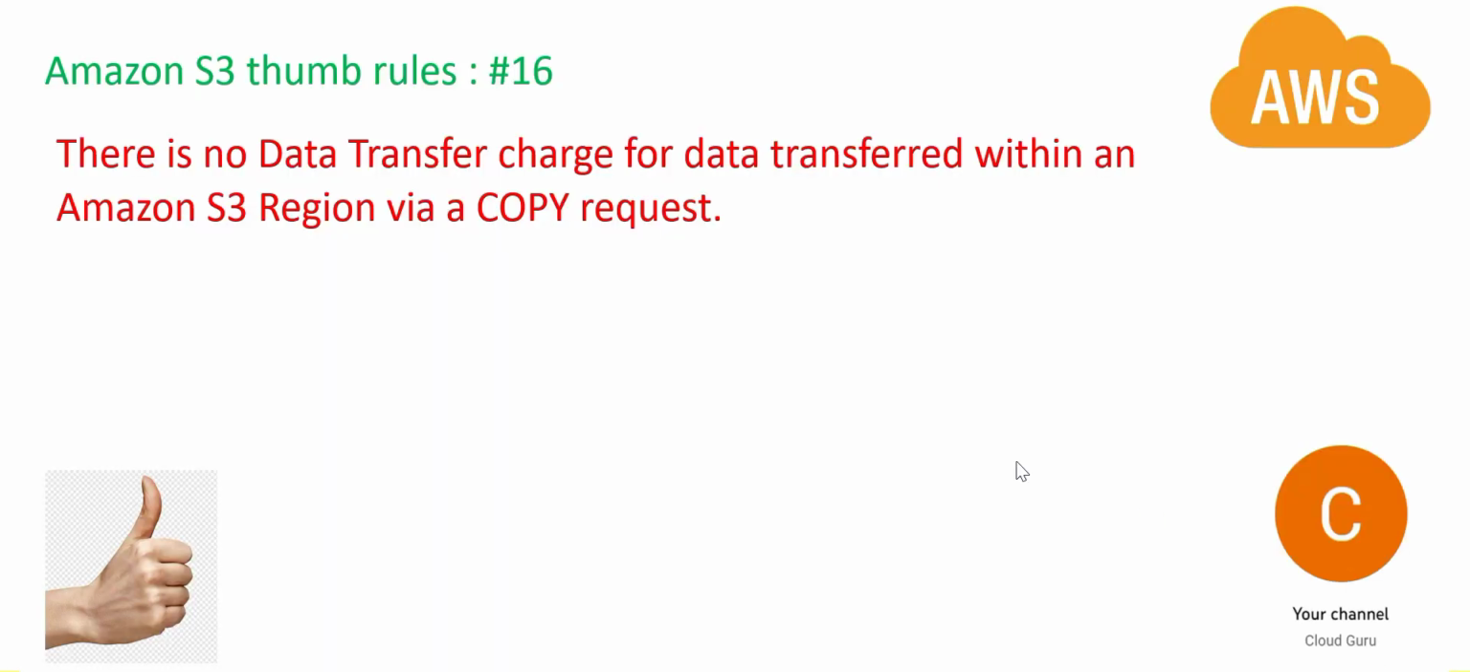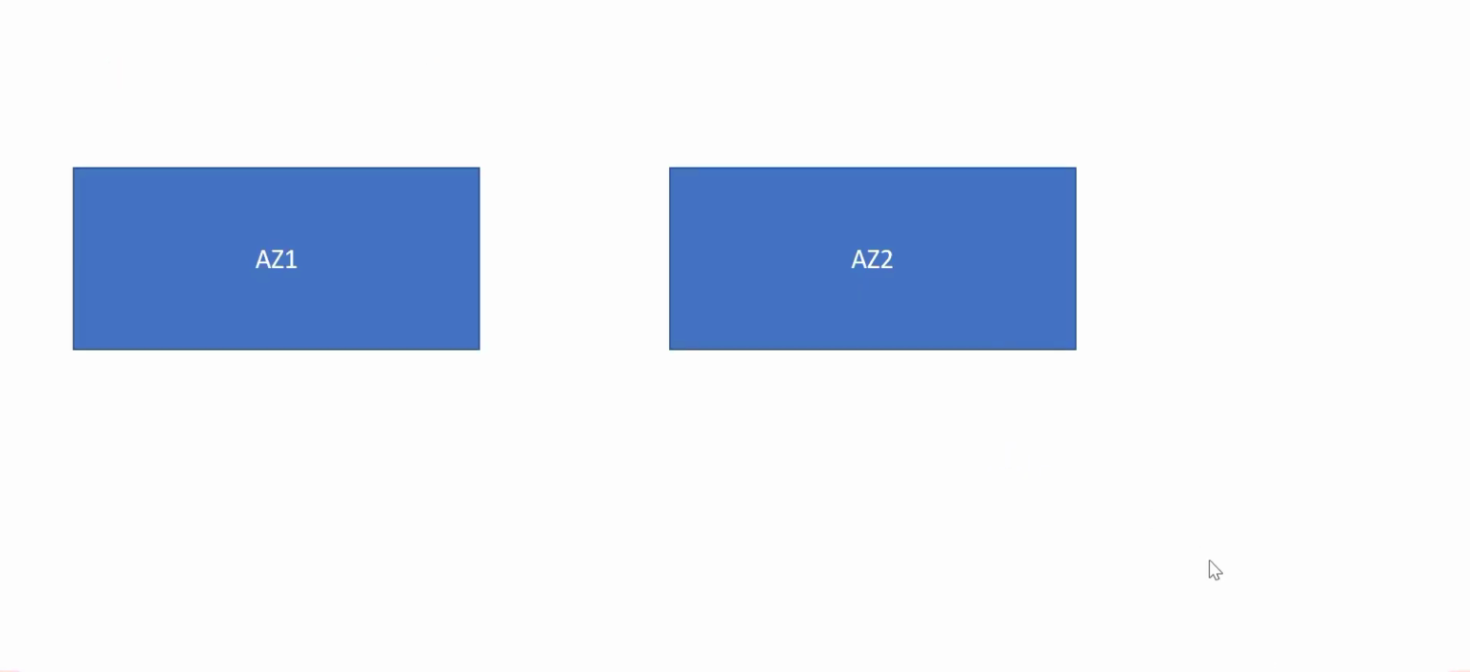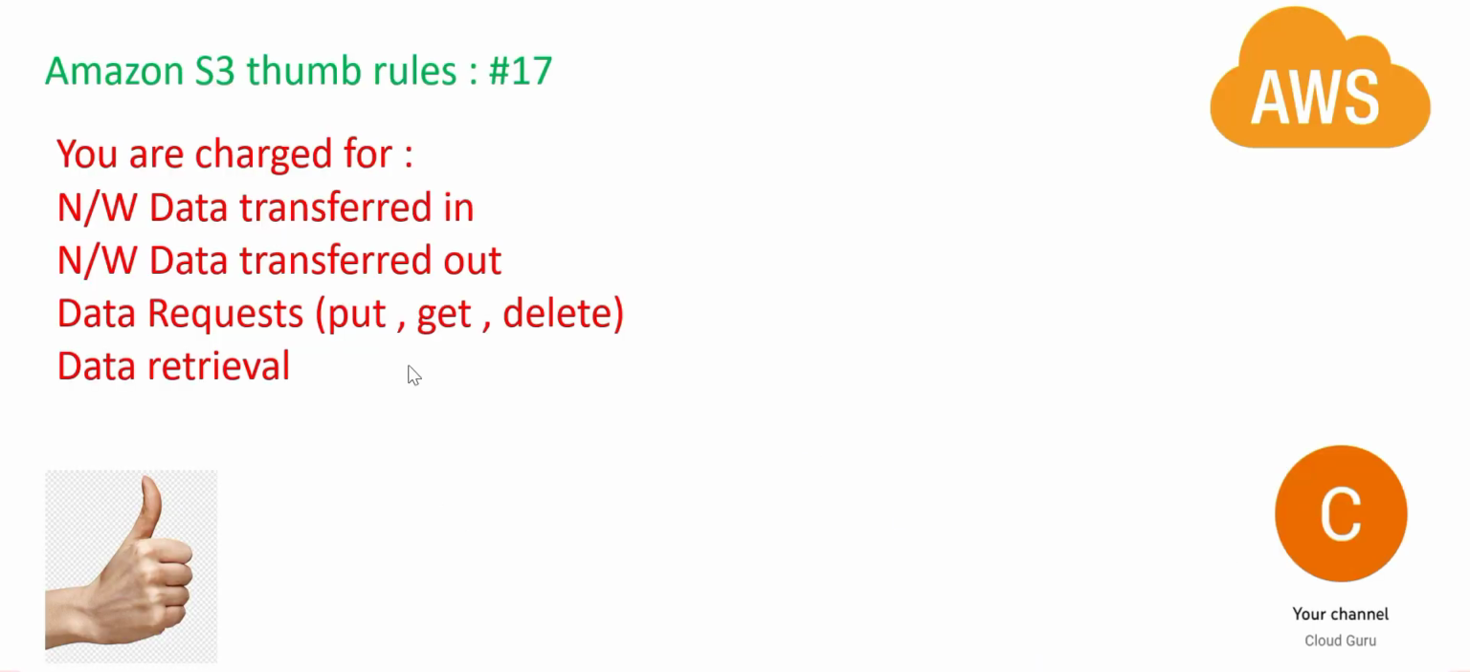Now suppose I have 3 AZs in a region. If I move the data from AZ1 to AZ2, will I be charged? Yes, you will absolutely be charged. Data coming in from your premises is free. Data movement across the cloud infrastructure is not free. Data out is never free. So what are you paying for? You're paying for the network data transferred in across the AZs. You're paying for network data transferred out.